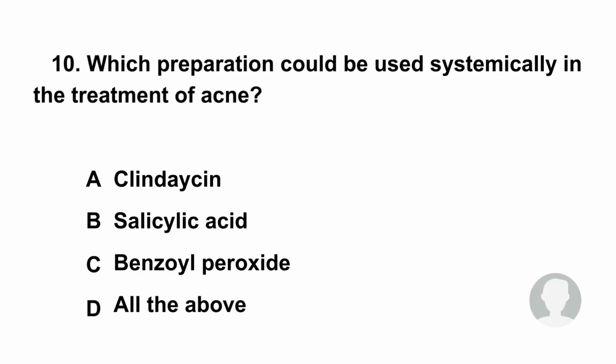Next question is, which preparation could be used systemically in the treatment of acne? Option A, clindamycin. Option B, salicylic acid. Option C, benzoyl peroxide. And option D, all the above. Here, salicylic acid and benzoyl peroxide can be used for the treatment of acne, but only as a topical preparation. So, the answer is option A, clindamycin.